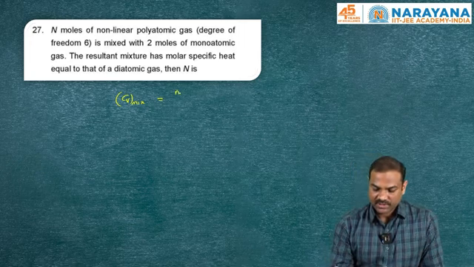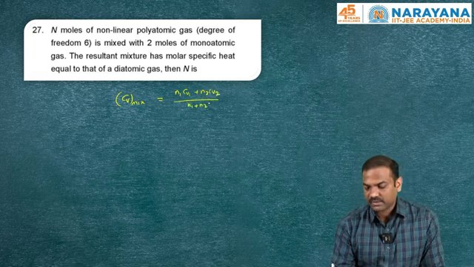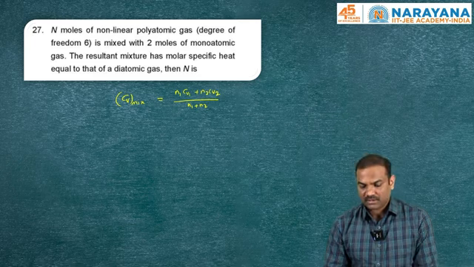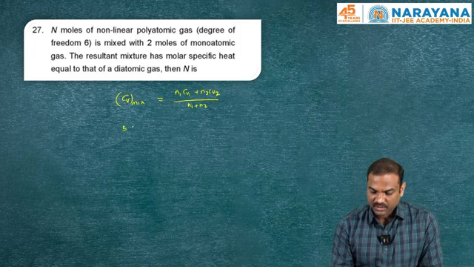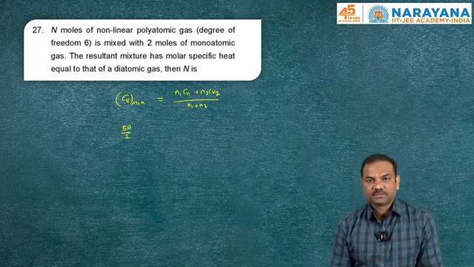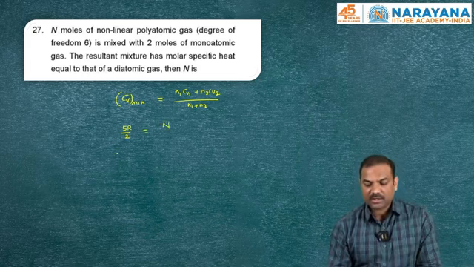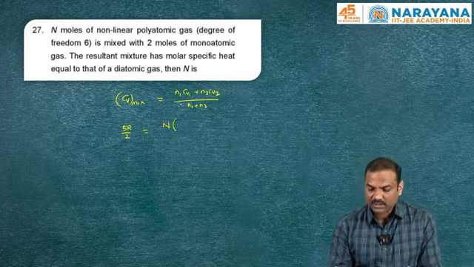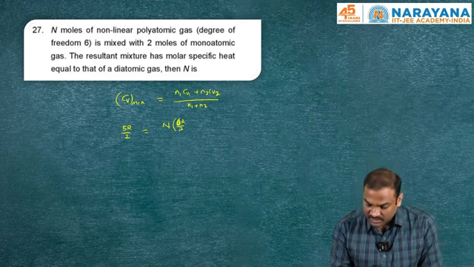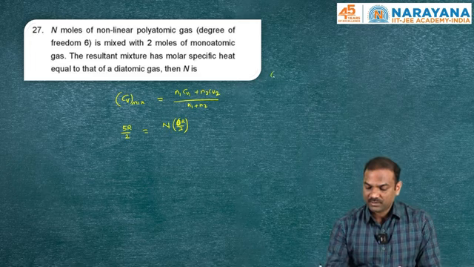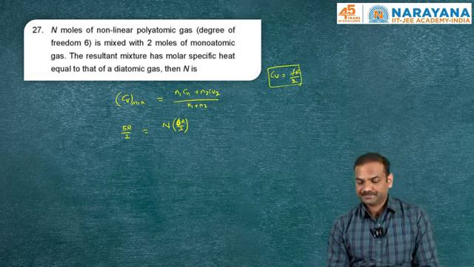So CV of the mixture I can write as (N1 CV1 plus N2 CV2) by (N1 plus N2). CV of the mixture will be equal to that of the diatomic gas, so it should be 5R by 2. That equals the number of moles of the non-linear polyatomic gas, capital N, times its CV. The degree of freedom is given as 6, so 6R by 2, using CV equals F into R by 2, where F stands for degree of freedom.